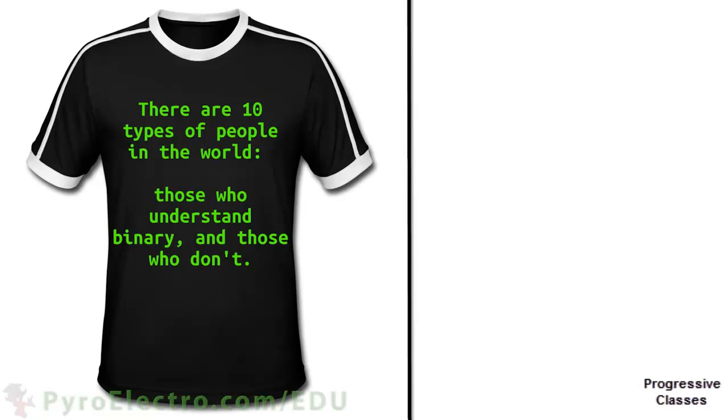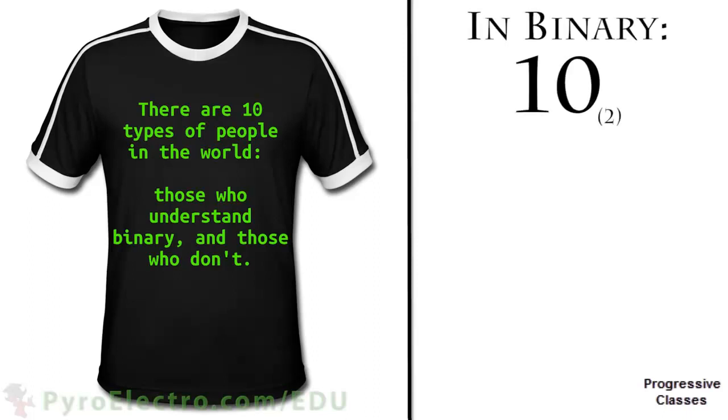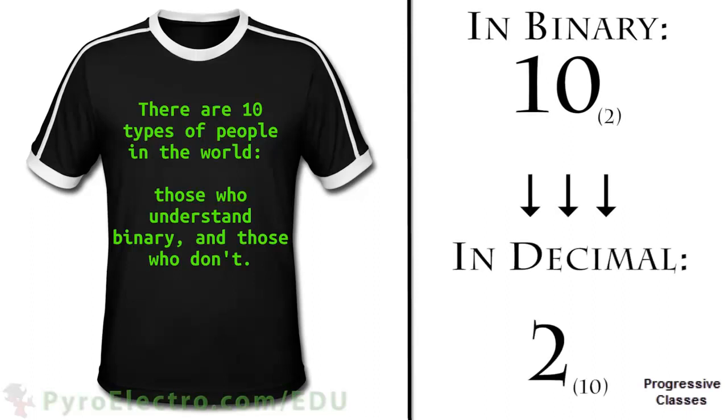Let's take another quick look at a joke t-shirt. It reads, "There are 10 types of people in the world, those who understand binary and those who don't." The joke here is that 10 in the binary number system represents 2 in the system that we're all familiar with called the decimal number system.